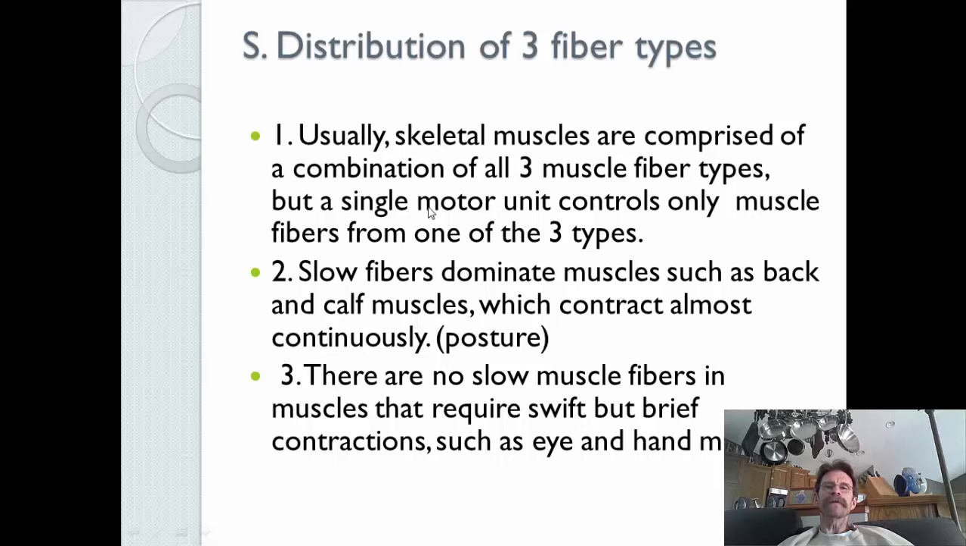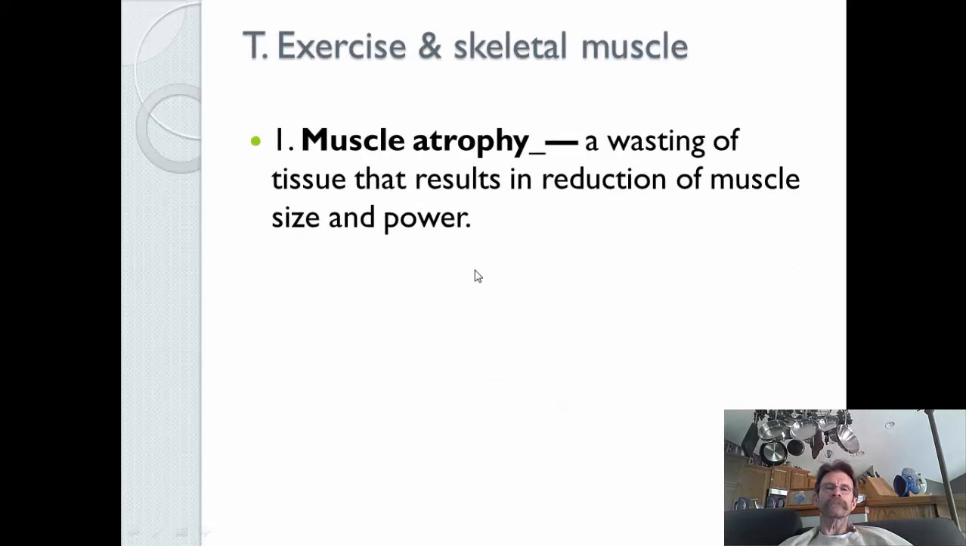These are things we've already mentioned, how they're comprised of the three types, where they're distributed is on that chart we just saw. Let's continue and take a look at how exercise affects skeletal muscle, or lack of exercise.